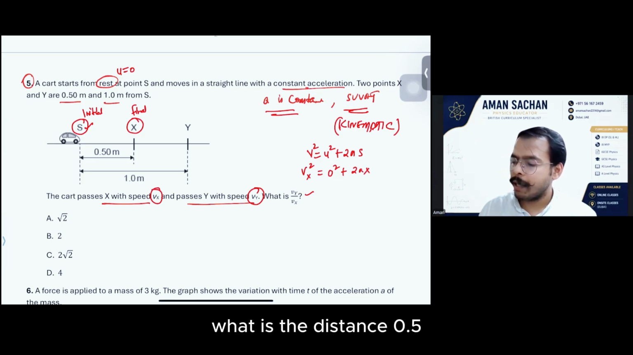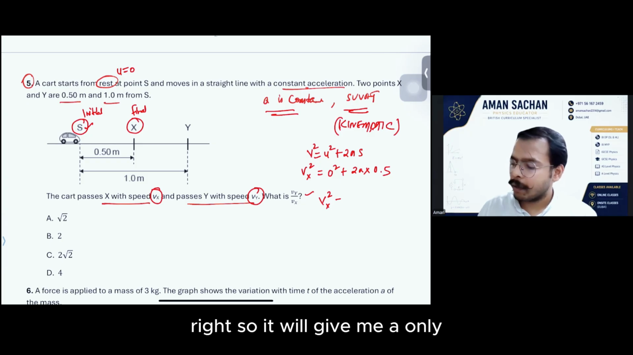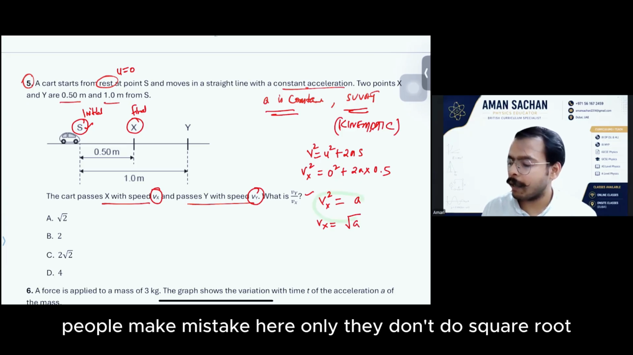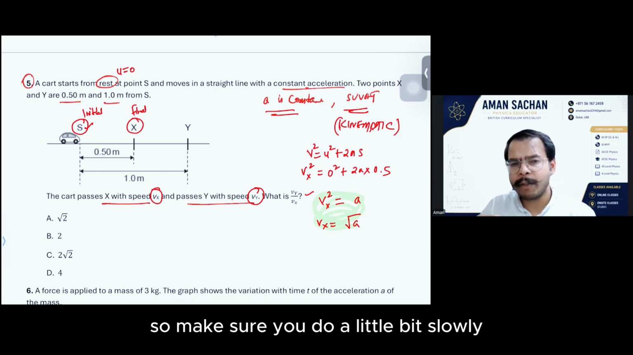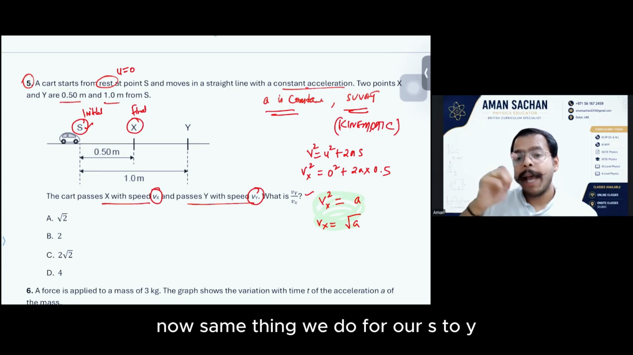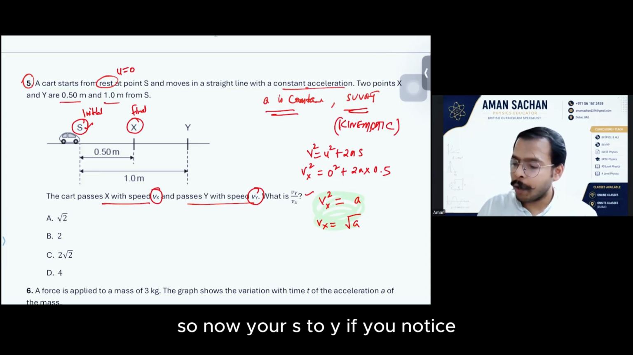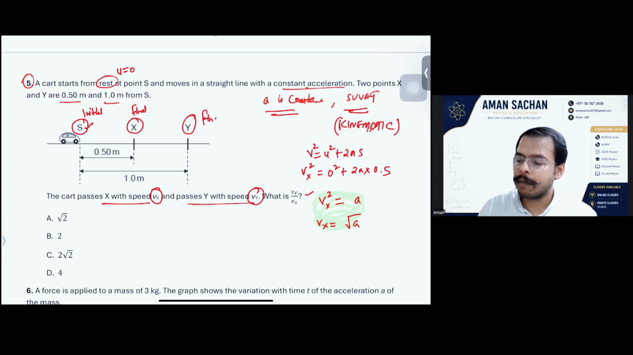What is the distance? 0.5. So v_x squared is 2 times 0.5, which is 1, right? So it will give me a only. And if I calculate v_x, it is root a. People make mistakes here only. They don't take the square root. Okay, so make sure you go a little bit slowly. Now the same thing we do for S to Y. So now for S to Y, if you notice, S again is initial, but Y becomes final.